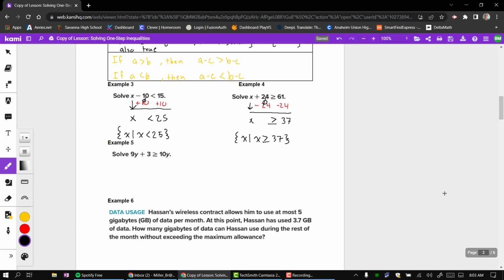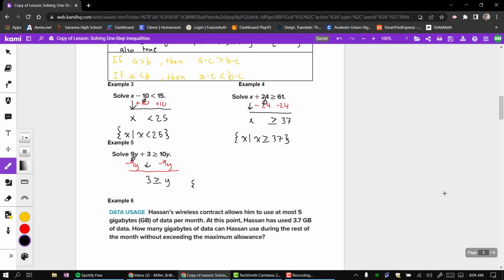And then the last one, well, here we have 9y plus 3 is greater than or equal to 10y. So we have y's on both sides. As we saw with equations, we only want to have the variable on one side. So I'm going to get rid of the smaller variable. I'm going to subtract 9y from both sides. I'm not doing anything with that 3 term, so I'm just going to drop that down. So this is a 0 right here. So this gives me 3 is greater than or equal to 10 minus 9 is just y.